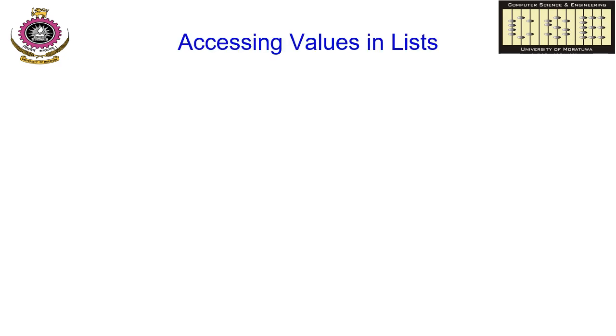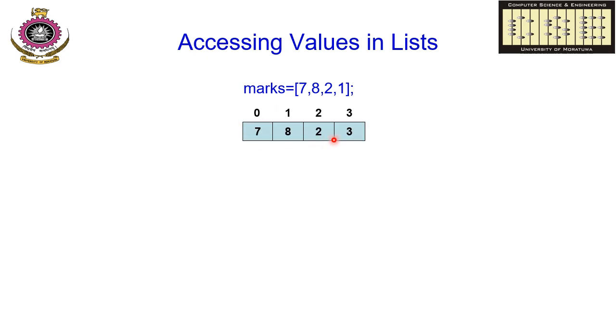Now we look at an example of accessing values in a list. We know that it is a sequence of items, a list of items, so we have to know how to access those items individually. Assuming that we have a list called marks, which has 4 numbers. As you can see, they are included within square brackets and separated by commas. So this is a list of 4 different numbers, and we can symbolically represent this list in this way.